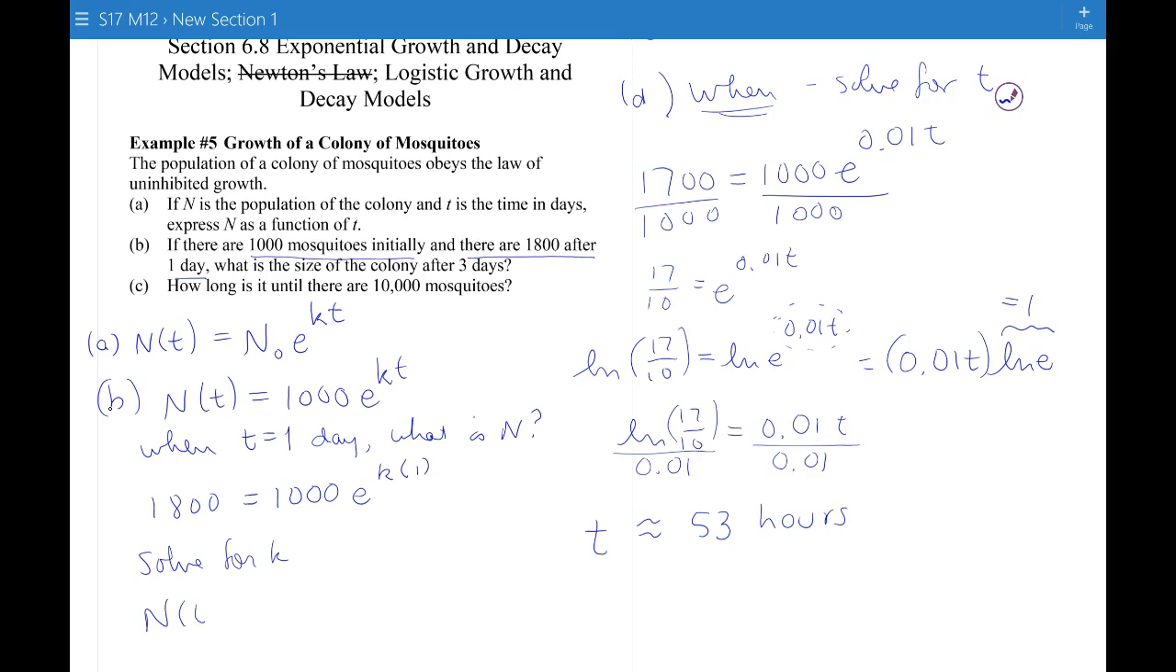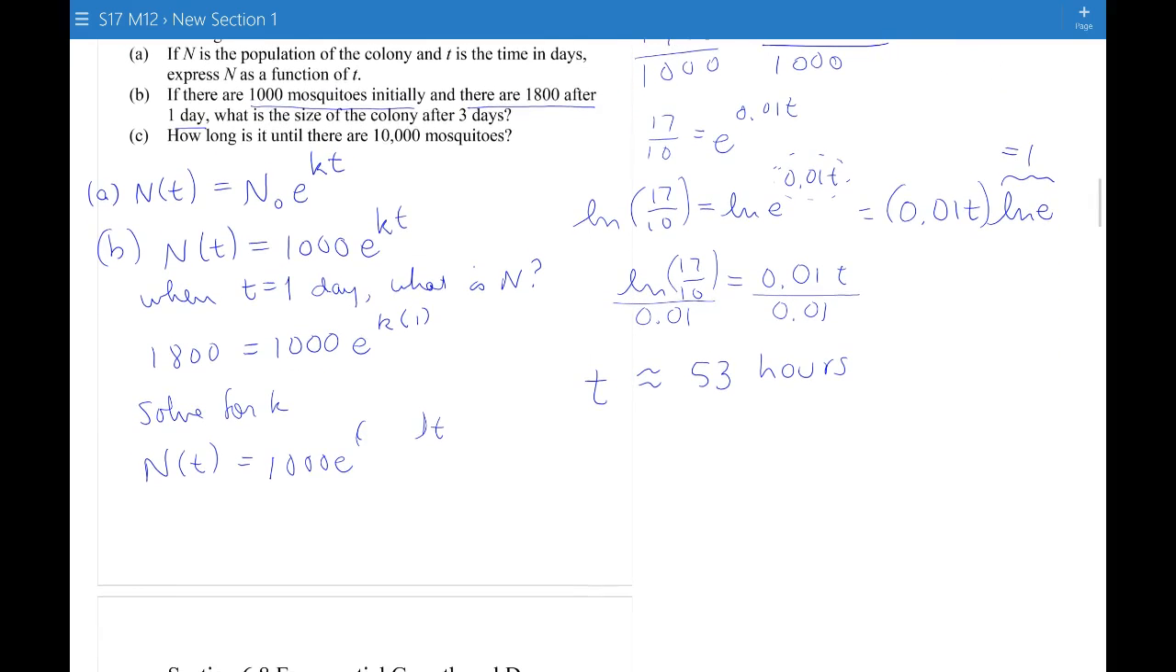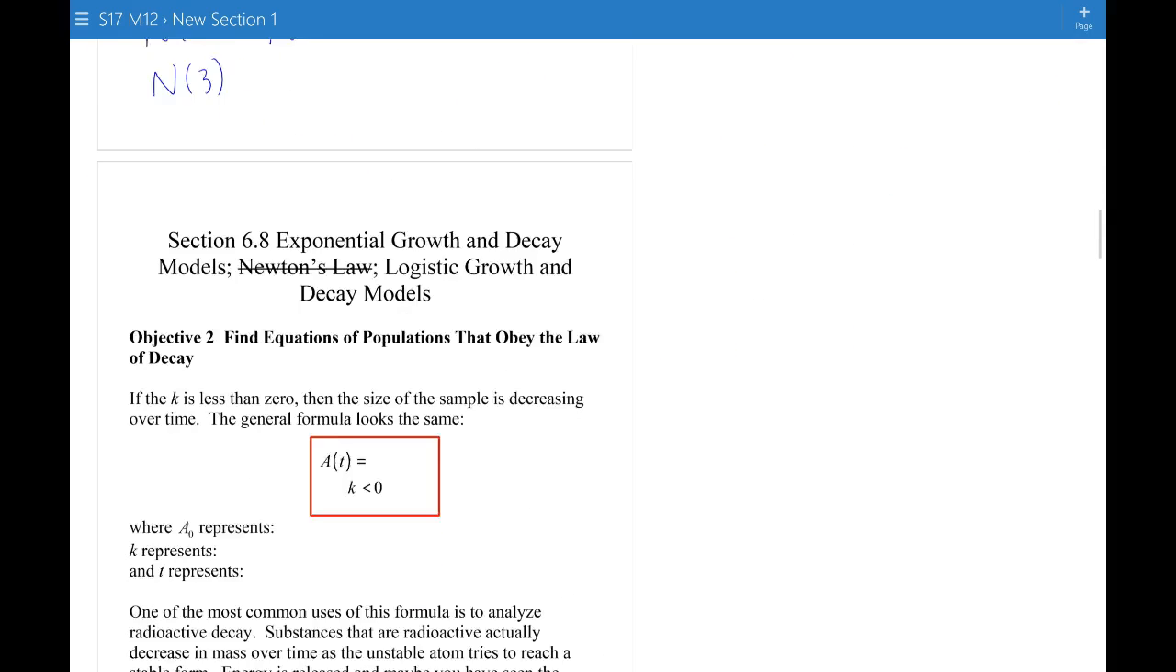And then I want you to write the formula that you get. Fill in your k here. And don't round it off, because exponential functions are very touchy. They're very sensitive to small changes in input. So if you round it off too much, it could throw your answer way off, like noticeably off. Okay, so you're going to find the k, and then it says what is the size after 3 days. So you're going to find the n of 3. And then I'll let you figure out the c part together.